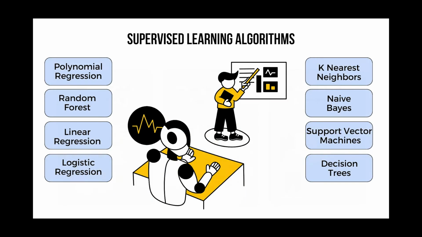Some of the commonly used supervised learning algorithms are polynomial regression, random forest, linear regression, logistic regression, k-nearest neighbors, naive Bayes, support vector machines, and decision trees. And these are just some examples of algorithms used for supervised learning. There are so many other algorithms that are used in machine learning.